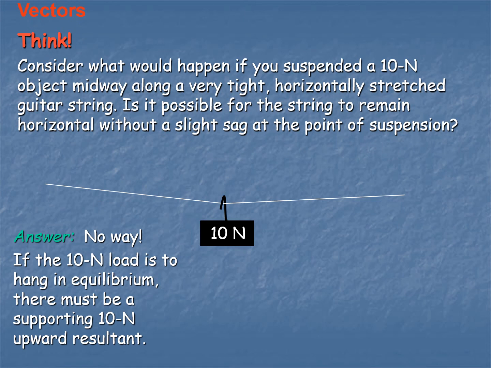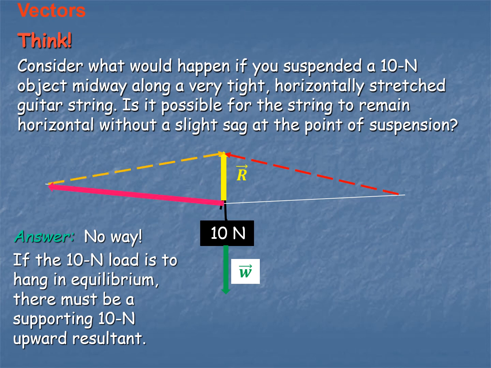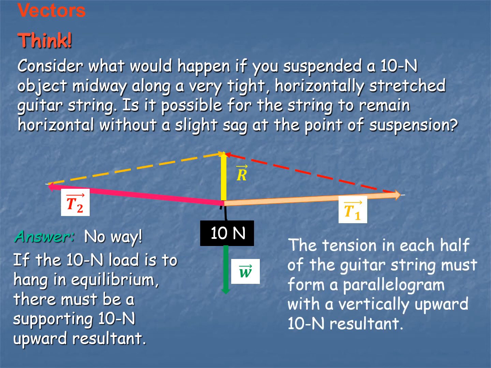You probably know from real life that if you hang something from a rope, it sags. And there's a very good reason for that. The weight is a downward force. In order to hang, it must have an opposite force in the opposite direction. And that force can only come as the result of the addition of two forces in the rope, one on the right and one on the left. Those forces must be along the actual rope. So if we do the parallelogram method in reverse, you can see there's a very large tension in both sides.